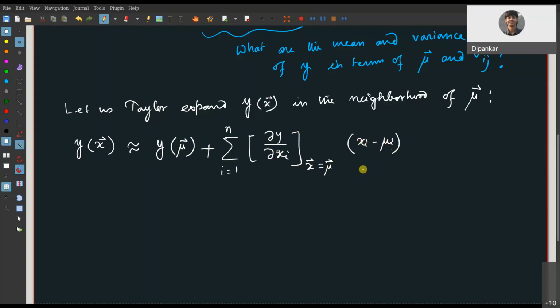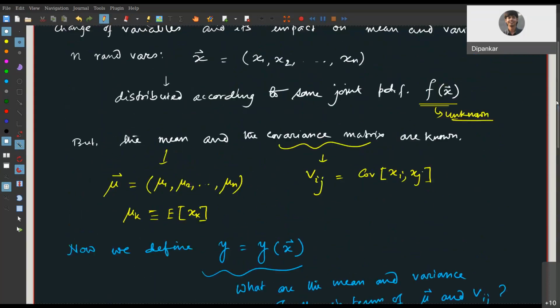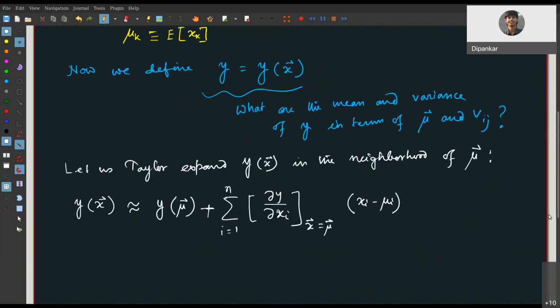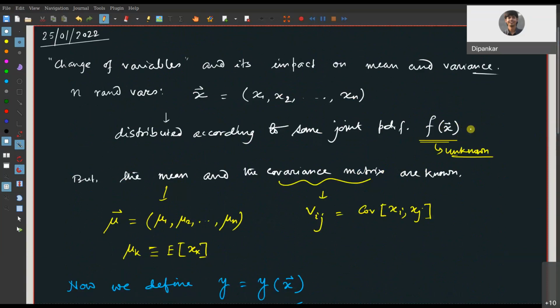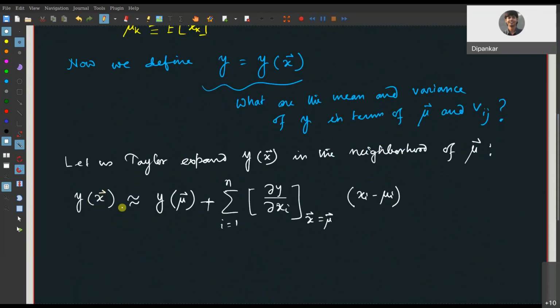Why does this Taylor expansion make sense? Because even if I do not know the original distribution fx, we can assume that this fx is sufficiently peaked around the mean. That means if I randomly sample x, it will be sampled mostly in the neighborhood of the mean value of x. Okay. If the fx is sufficiently sharply peaked. Of course, this expansion will not work in general, but for most practical scenarios when this fx is well peaked around the mean, that means the random sampling of x comes from the neighborhood of mu mostly. Okay, that means the arguments x of y(x) are never very different from mu. Okay, so that's why this makes sense.